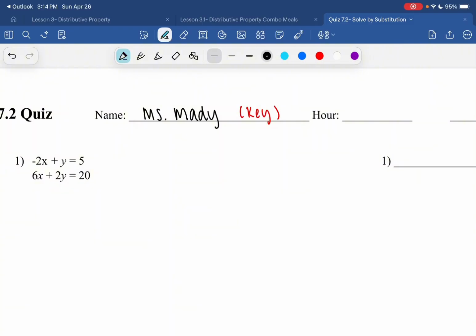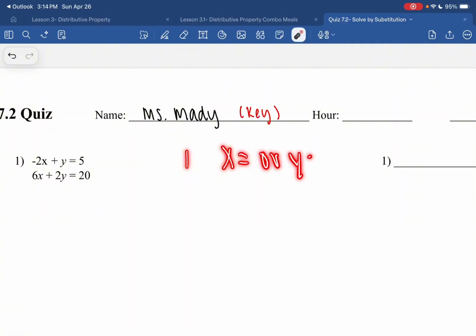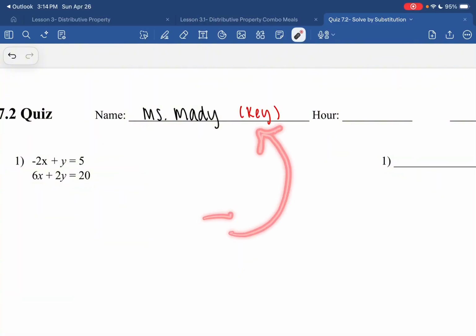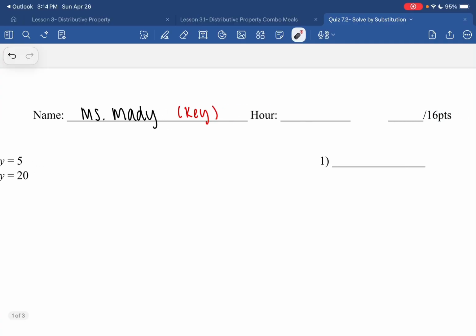Okay, so remember when we're doing substitution, the first step is to get an equation to say x equals or y equals. And then step 2 is to take that equation that says x or y equals and substitute it in for the value. You solve, you're going to get an answer, and then that answer you plug back into that first equation, right? And we always write our answer as an ordered pair.